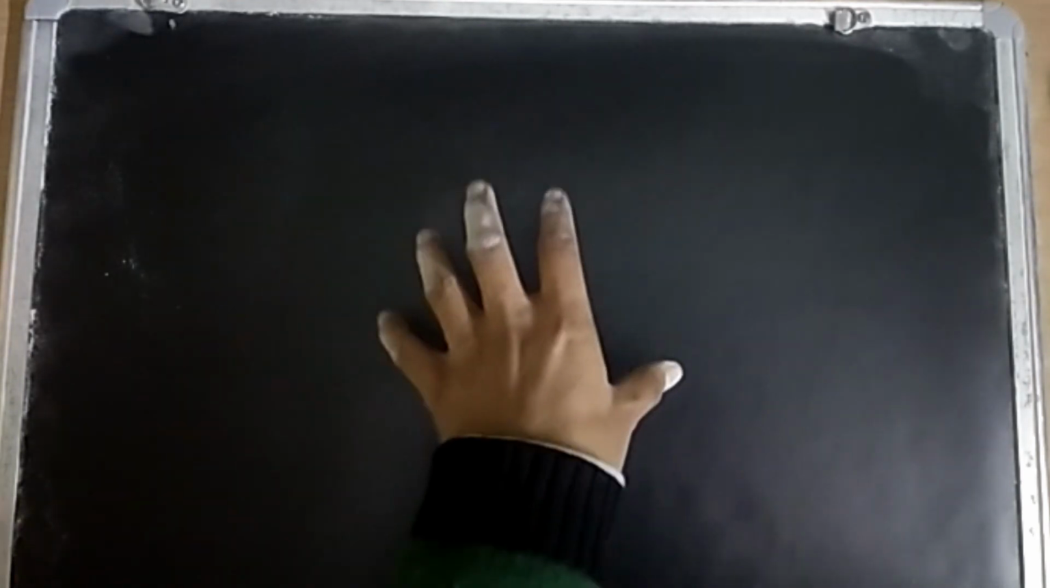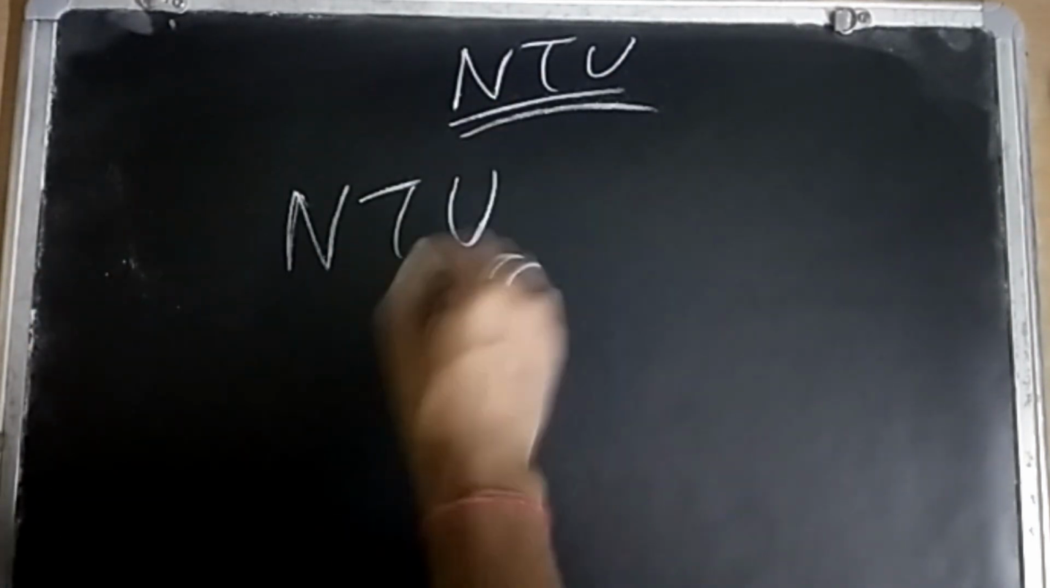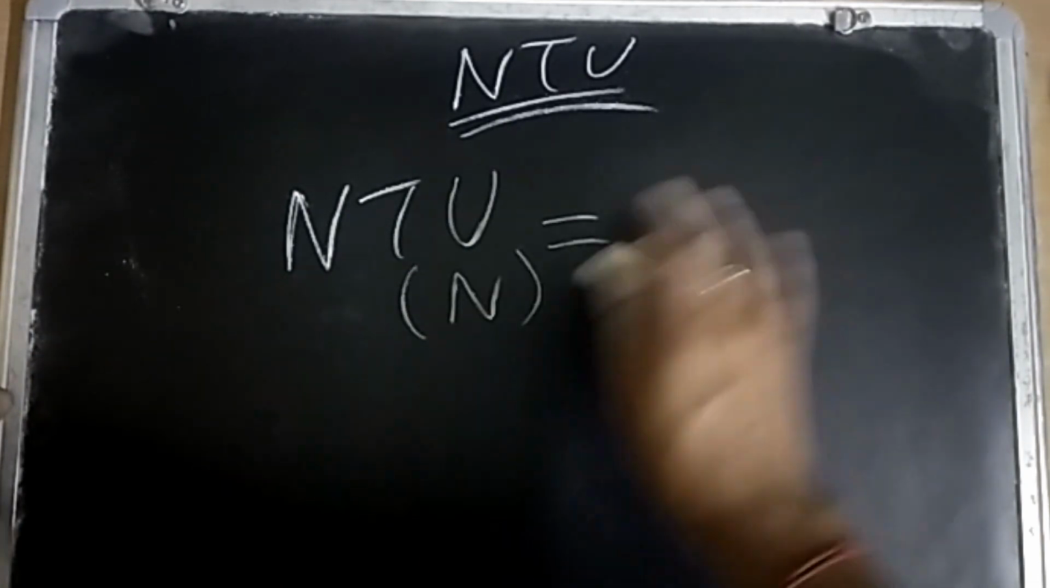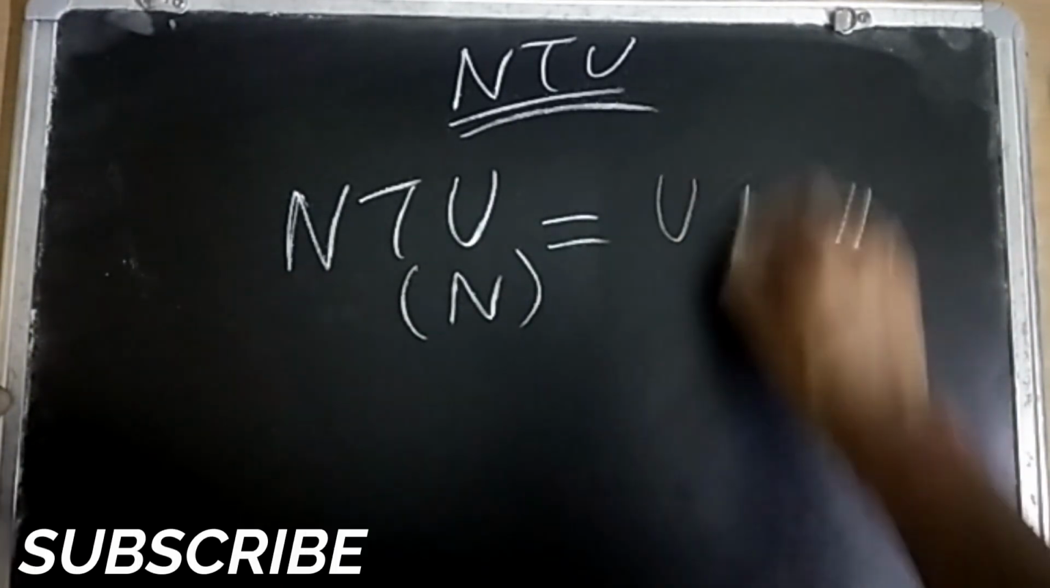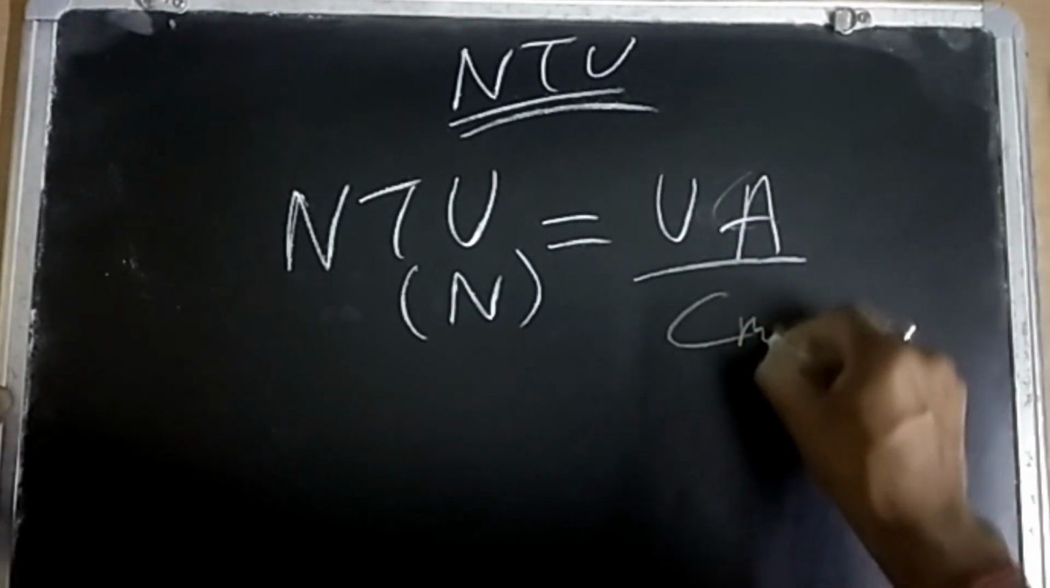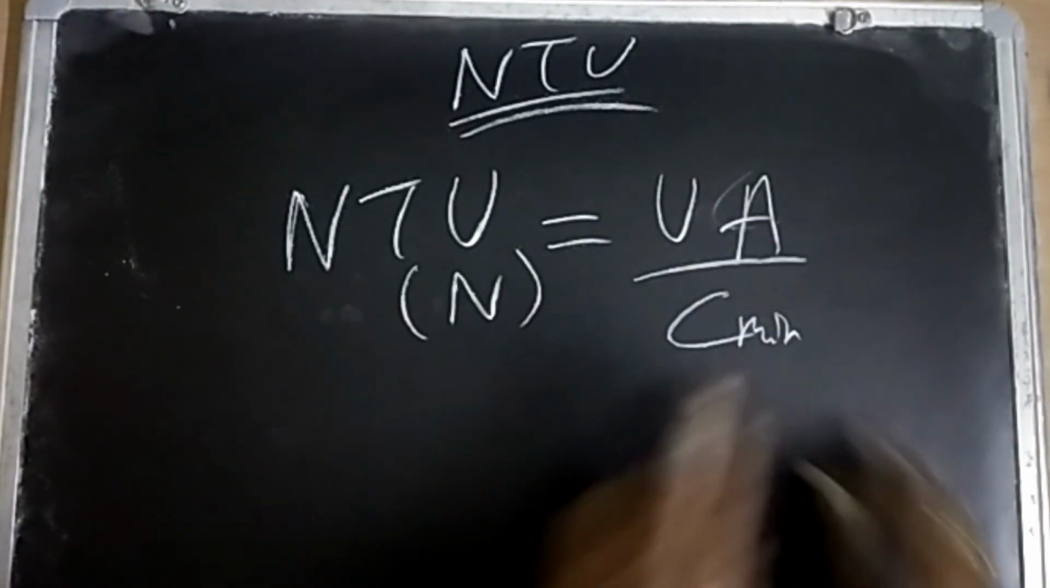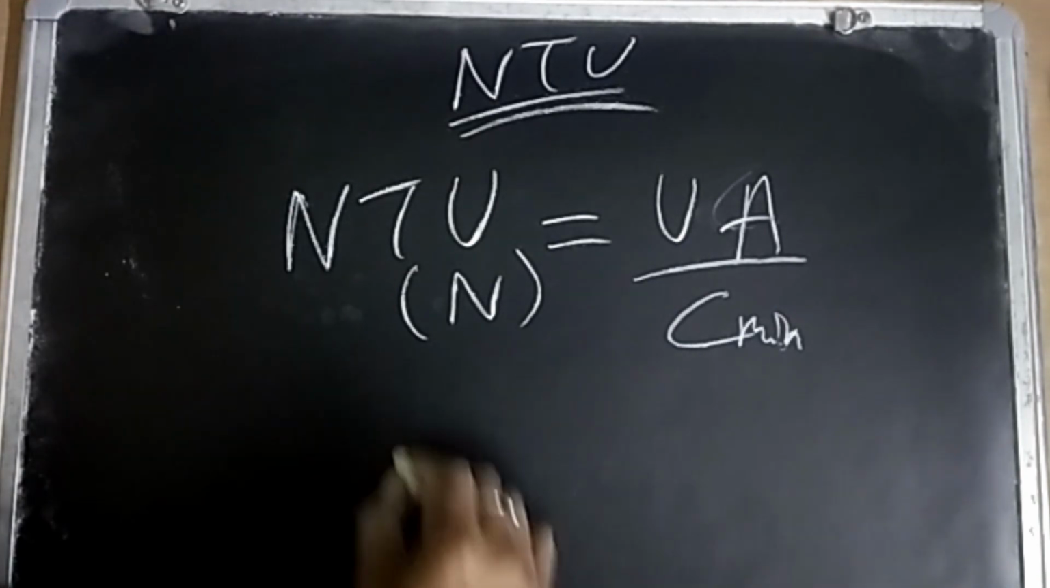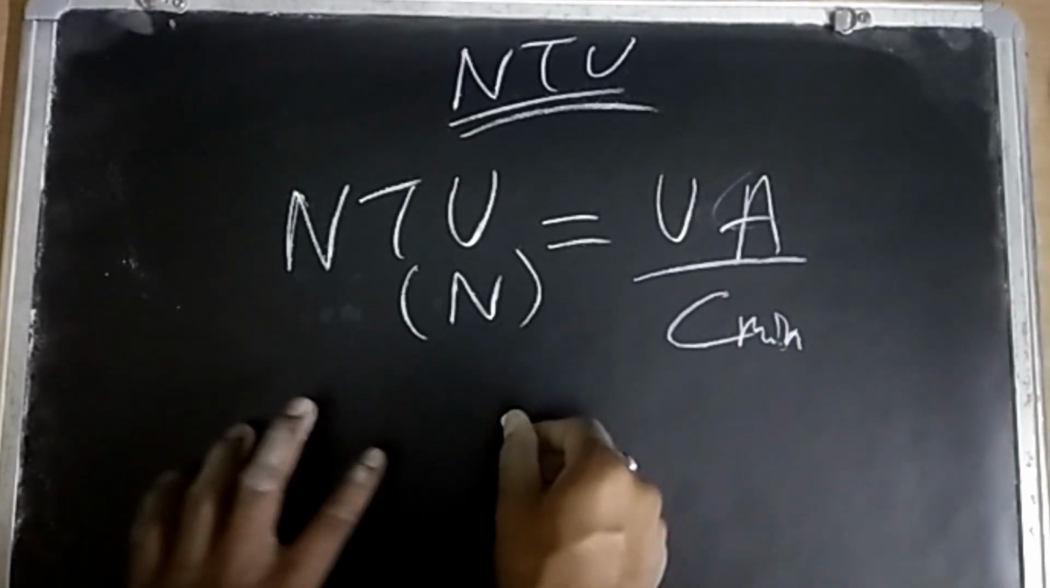Okay, let's move to one most important thing, that is the NTU method. In here, the NTU, I will denote it by N to make it simple. Okay, NTU is UA by C min. C min means the minimum C of both fluids.